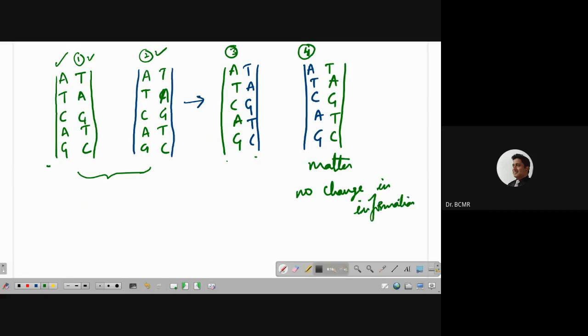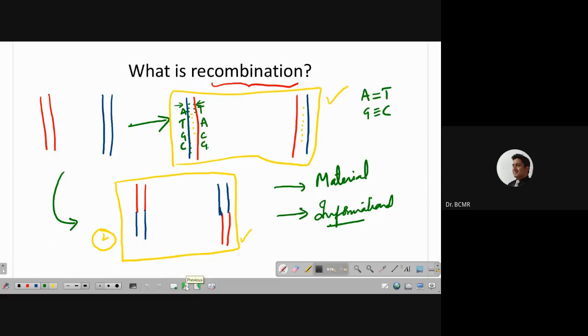Because we are talking about genes and genetic information, anytime we talk about recombination, it should have been a change in information. Even one base should have been different. If you just look at it, this is one molecule of DNA, the same molecule of DNA. 2 is also what has formed 3 and 4. They also are identical to what is 1 and 2. So there is no change in the genetic information. So you don't really call them recombinants. Okay, but let's just take it.